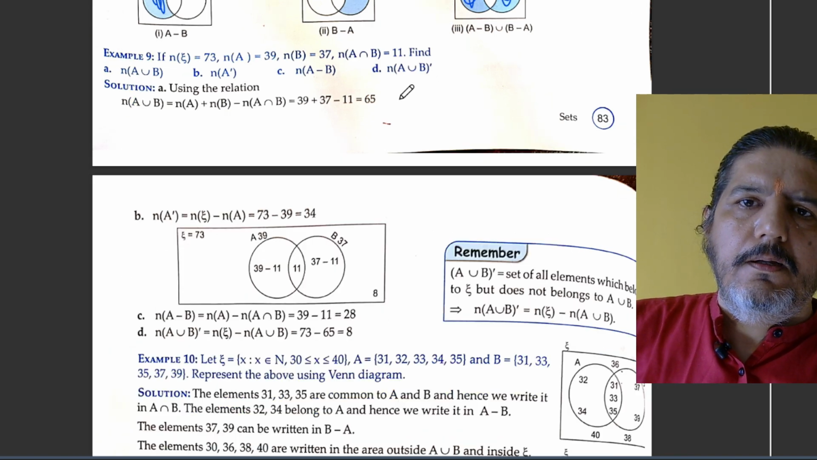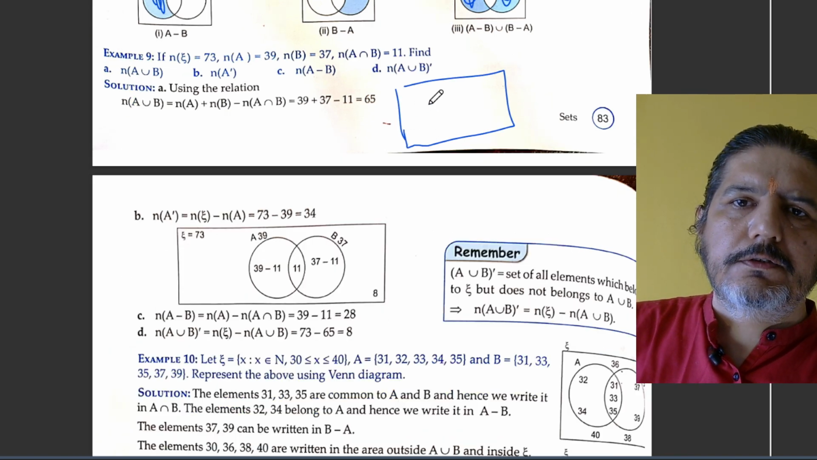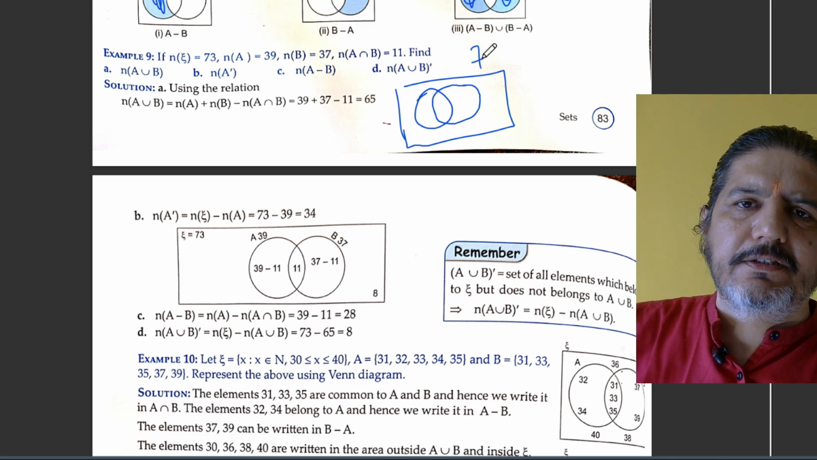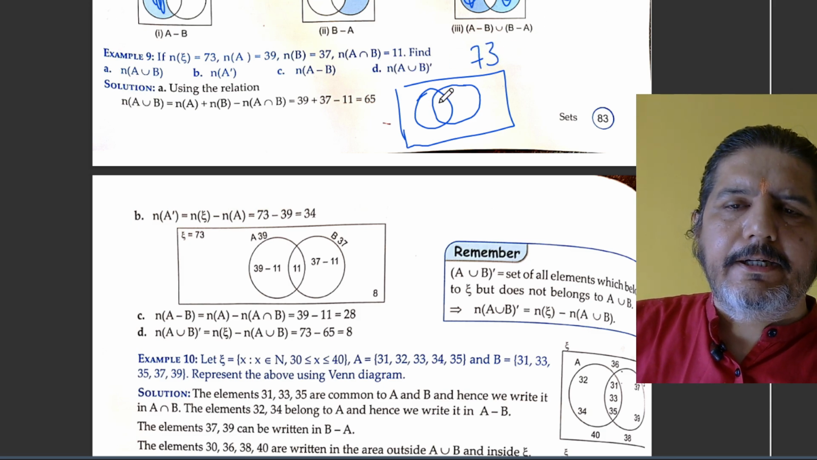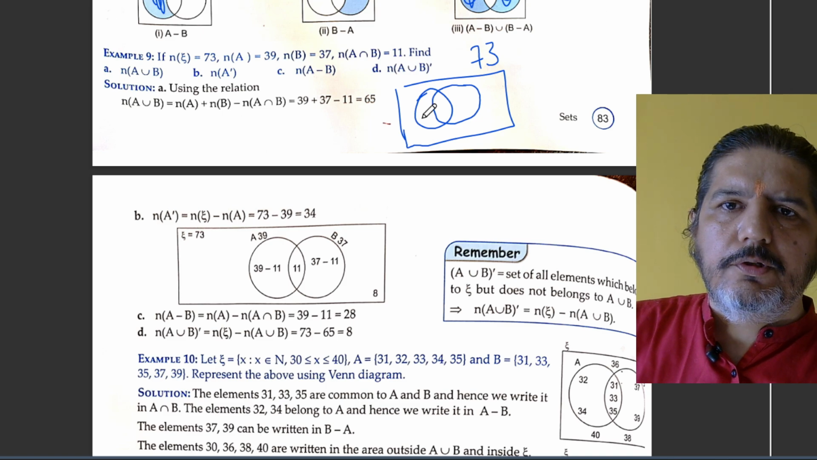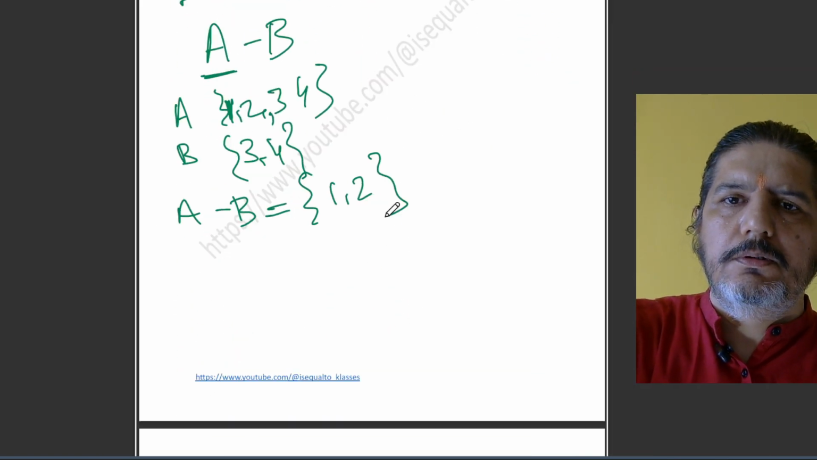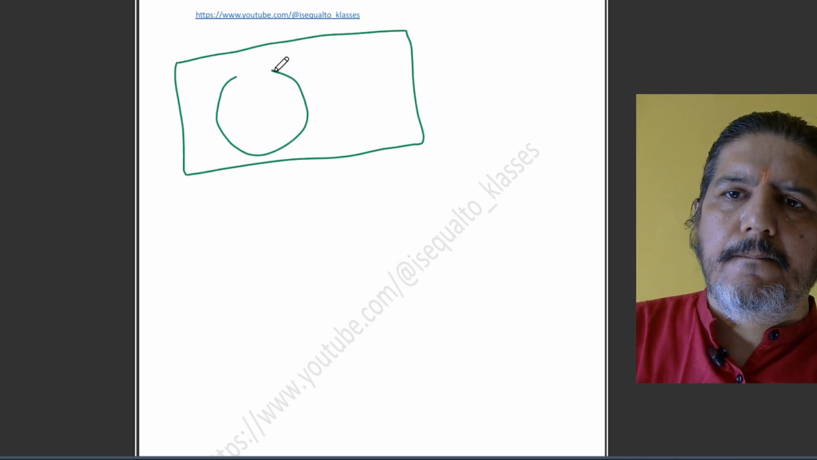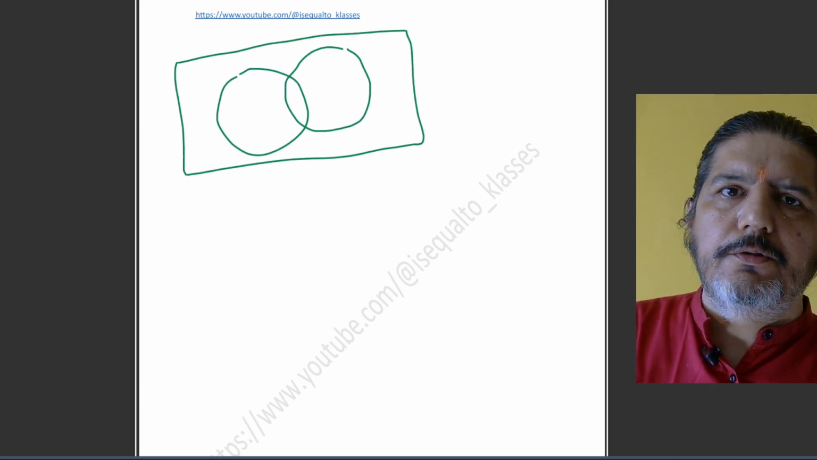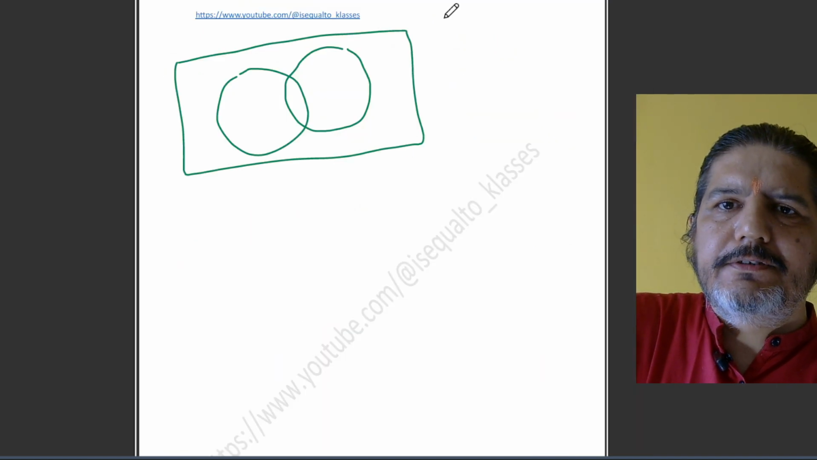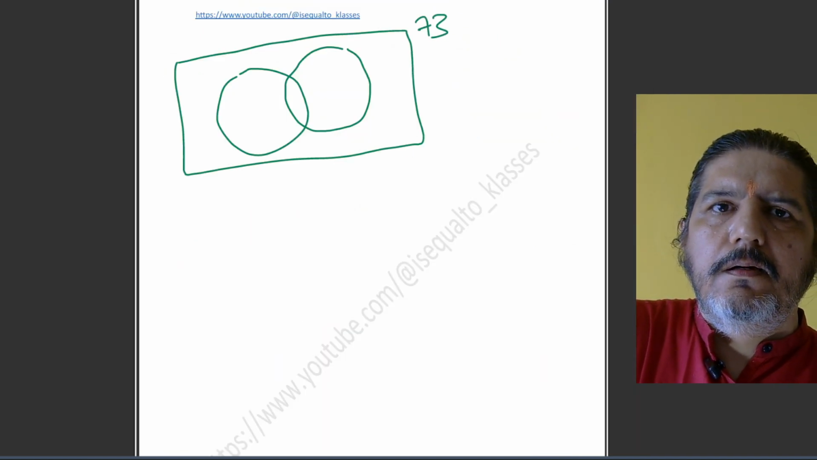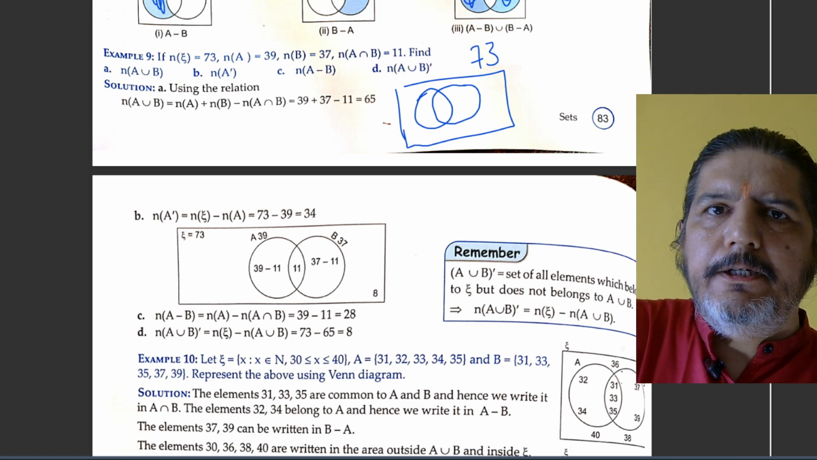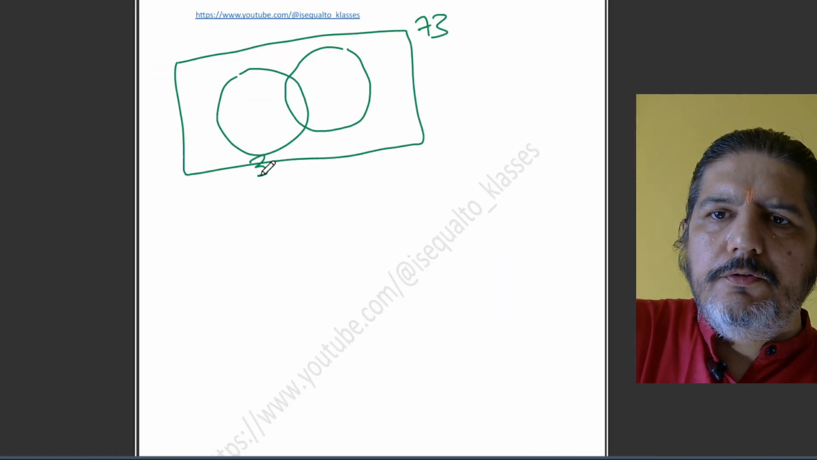So, for example, in this case, I have A intersection B. This is my universal set. The number of elements in the universal set is 73, in A it is 39. Let me draw it here so it will become easier. So universal is 73, A is 39.